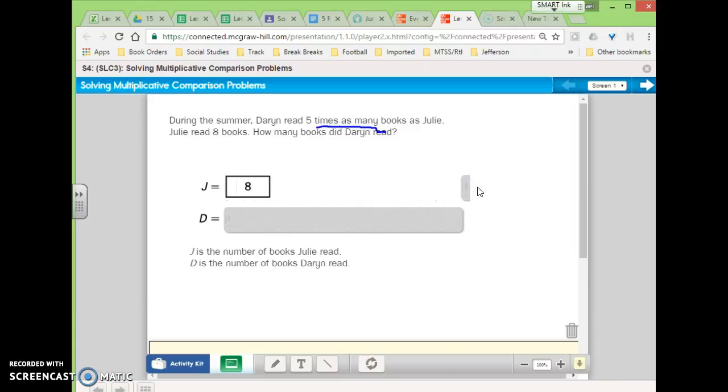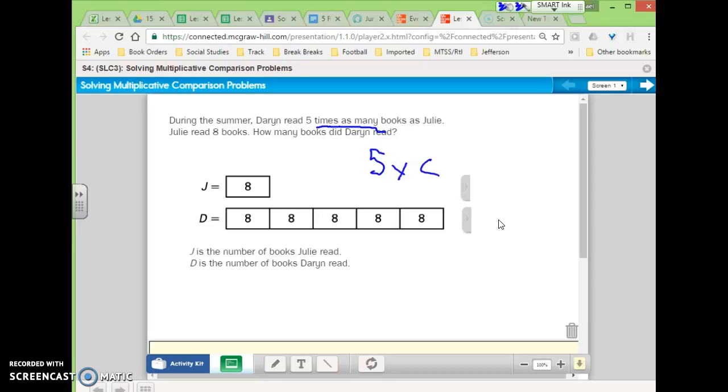So here's what Julie read. She read 8. Darren read 5 times as many. So we think of this as 5 times 8, and that gives us what Darren read. And 5 times 8 is 40, so we know that Darren read 40 books.